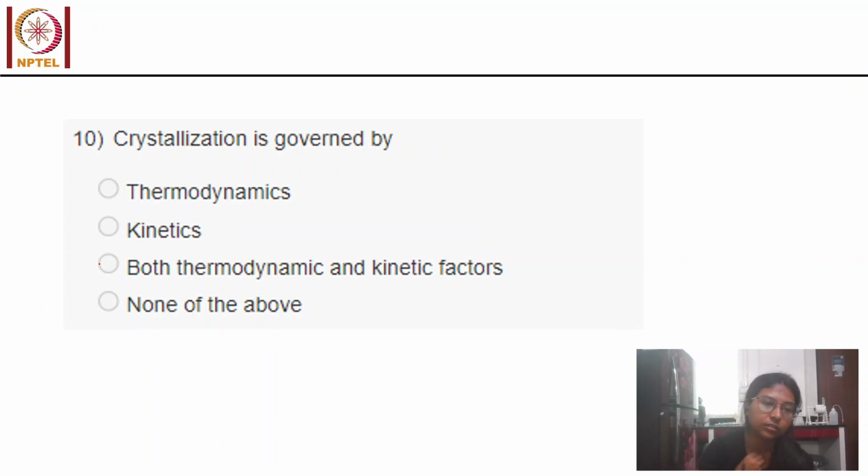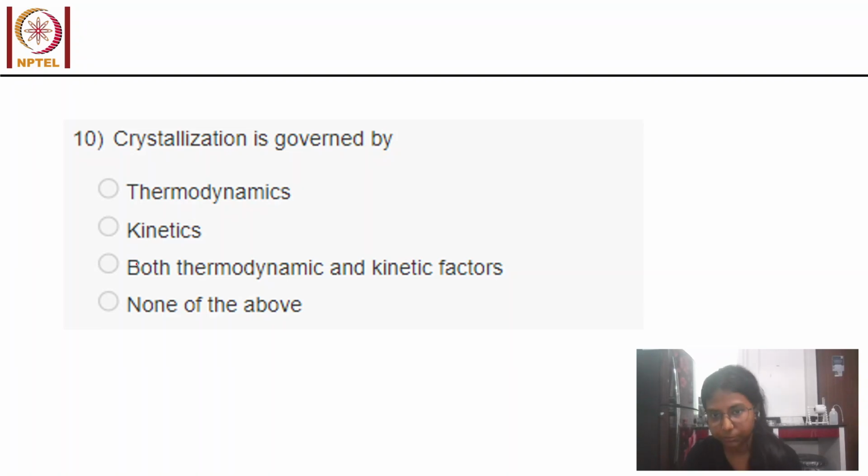Then the last question, I think, related to crystallization: what are the factors by which crystallization is governed? Is it governed by thermodynamics only, kinetics only, both, or none? The answer is that crystallization is governed by both thermodynamics and kinetics. If you think of it from a purely thermodynamic point of view, it will seem to violate the laws of thermodynamics, right? Because crystallization, what is it? It is a spontaneous process. You don't have to pump energy into the system to get crystals. You just leave it and you get the crystals.